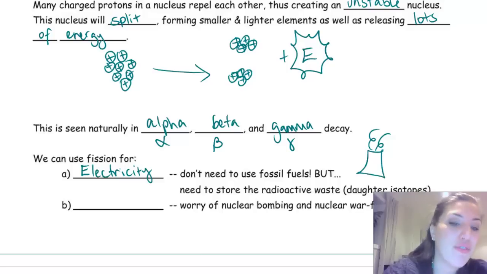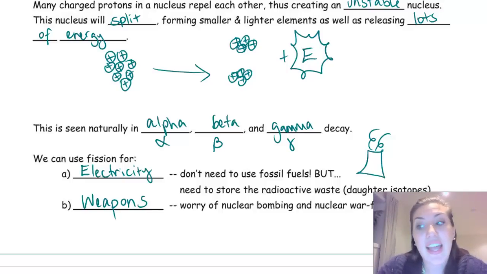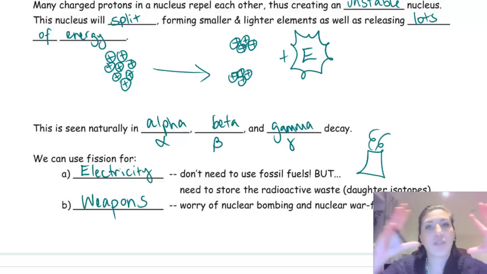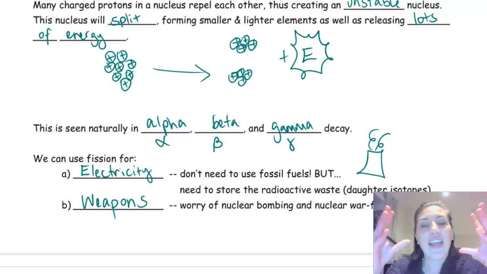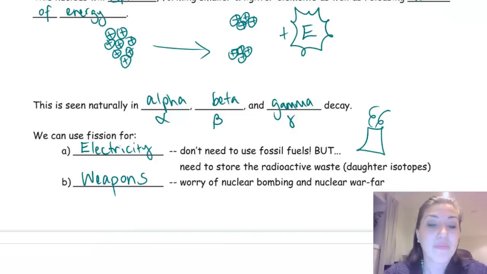Also, you can use fission for weapons. You may have heard of nuclear weaponry or nuclear warfare. There is a lot of worry about nuclear bombs being used in future wars, and that can lead to big mushroom clouds, and when that goes into the air, that can cause changes to our environment even. For example, ice crystals forming at the top of that cloud and then getting giant 100-pound hailstones coming down. So that can be a big worry as well.